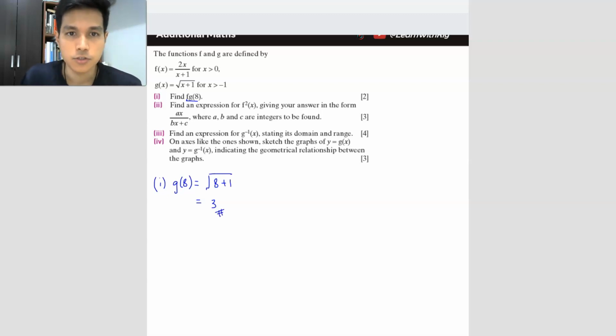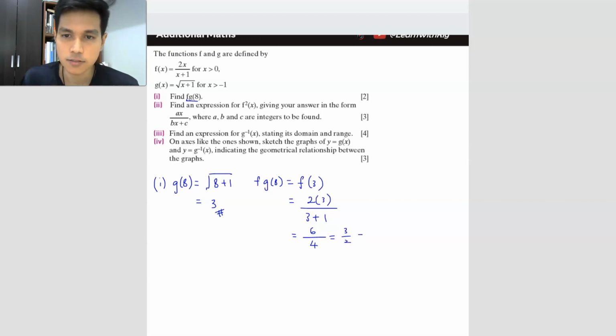Oh wait, not done yet. Sorry, my bad. We want to find for FG, right? So FG8. So you already found G8 is equal to 3. So it's F3. So it's going to be 2 times 3 over 3 plus 1. So answer is 6 over 4, which is equivalent to 3 over 2. You can write like this, or you can write in mixed fraction.